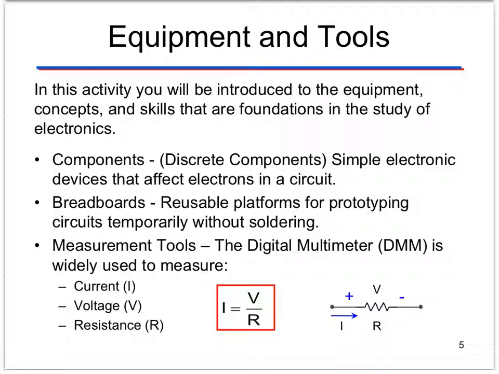A breadboard. It's a reusable platform for prototyping. Basically, you create circuits without the need of soldering. And finally, a measurement tool that we'll use is the digital multimeter, or the DMM. It's used to measure current, voltage, and resistance. And this equation right there is fundamental in what we do. All right? Current equals voltage over resistance.